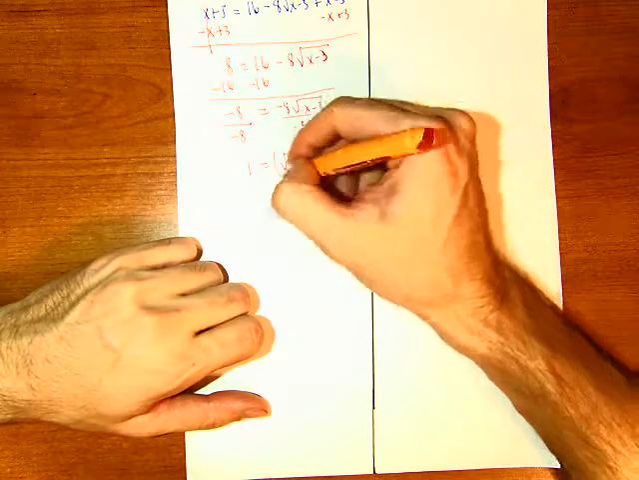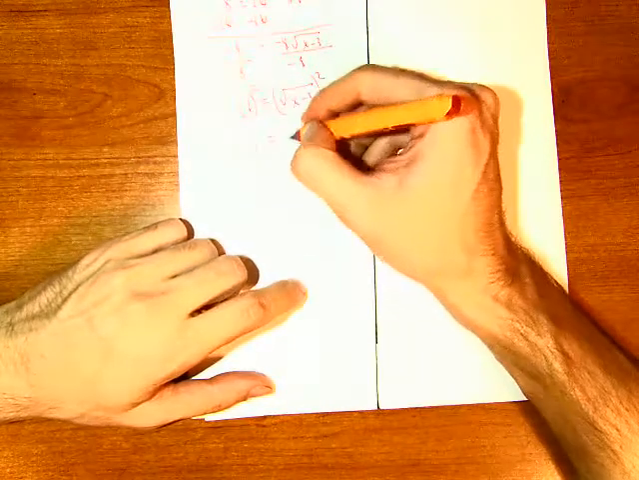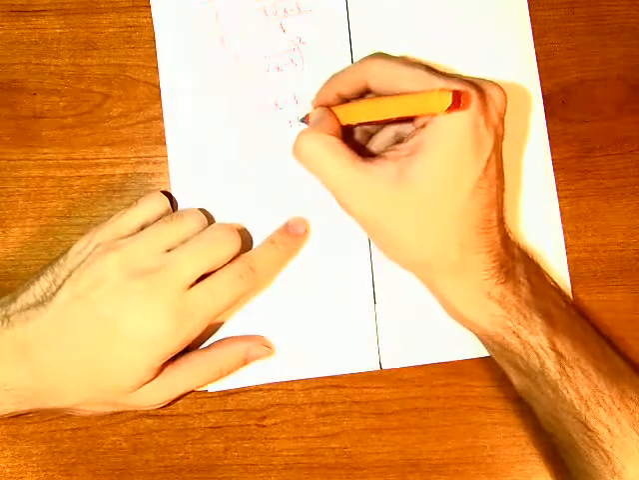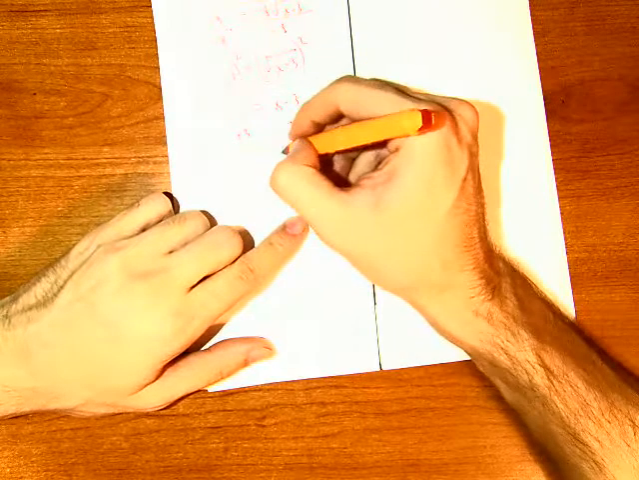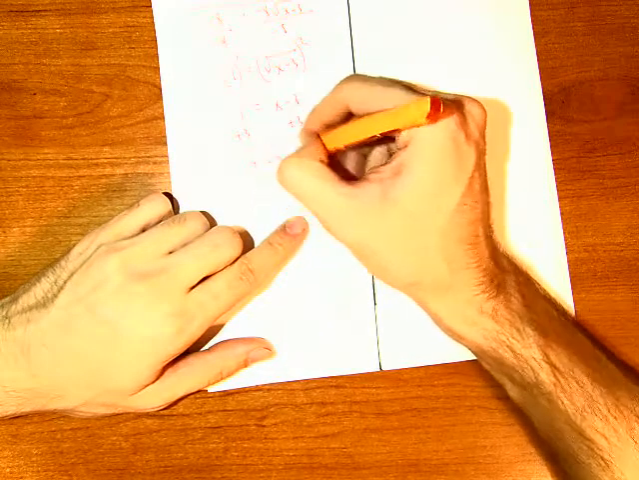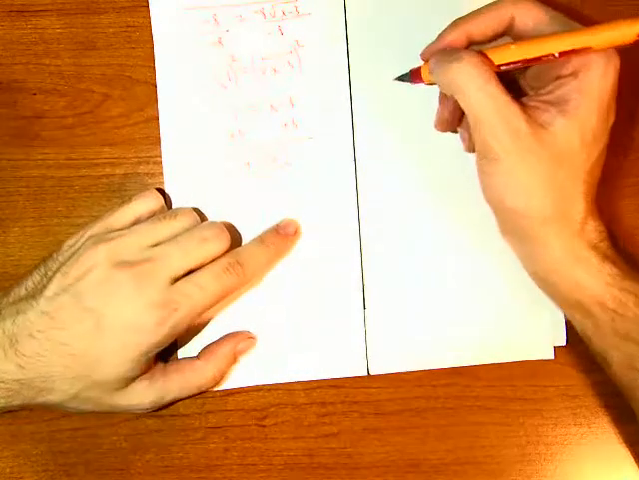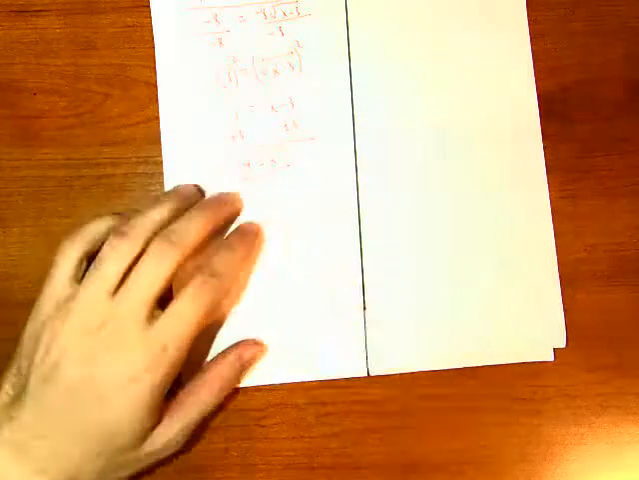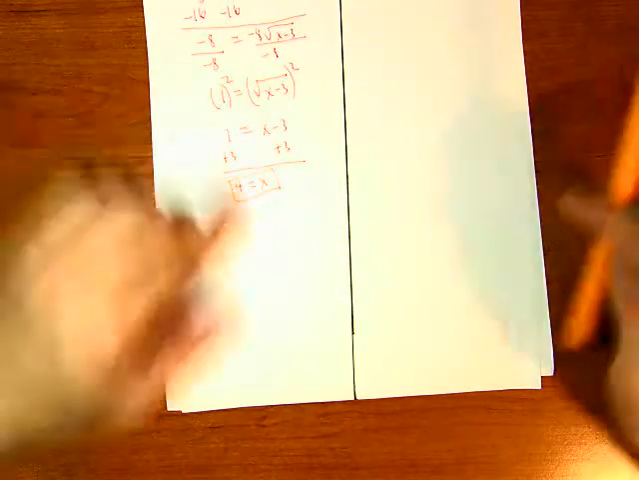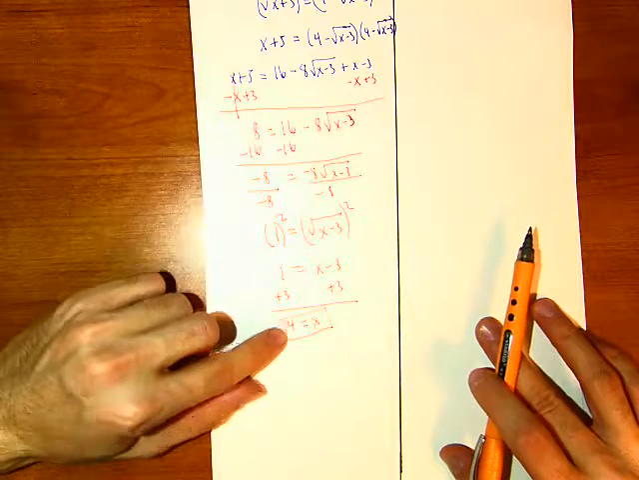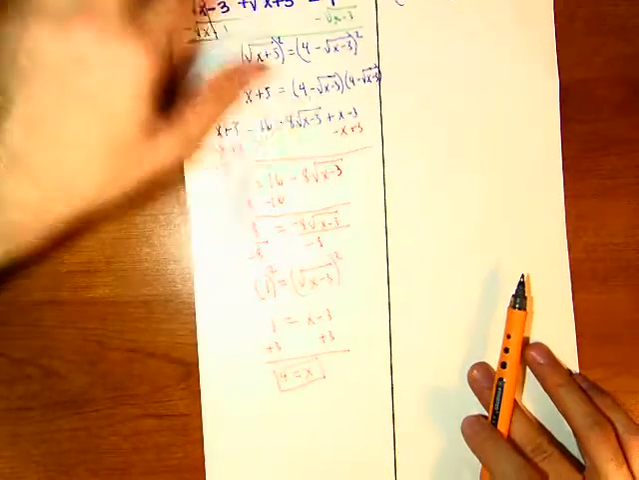So now here you square both sides. 1 is equal to x minus 3, plus 3, plus 3, x is equal to 4. Okay, and there we go. But remember, this is not good enough. We need to check. So let's plug in 4 into the original and see if it works.